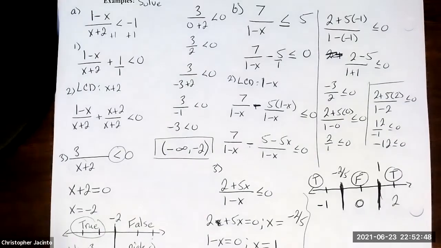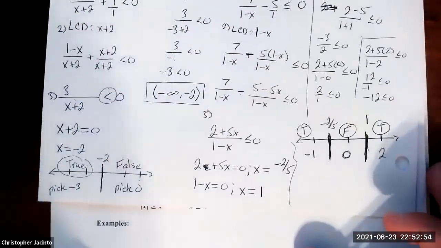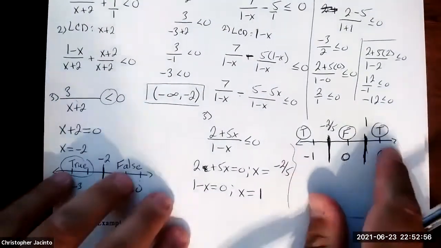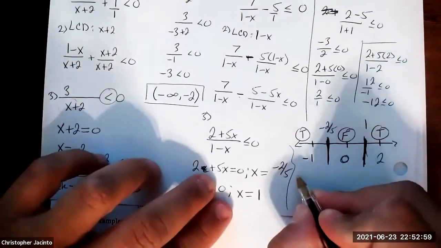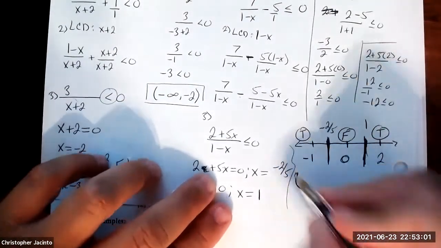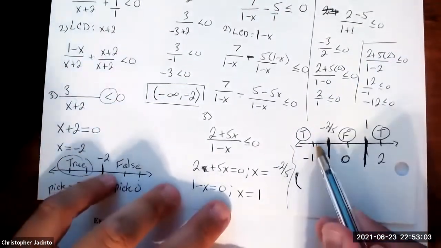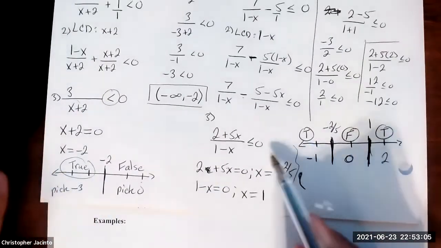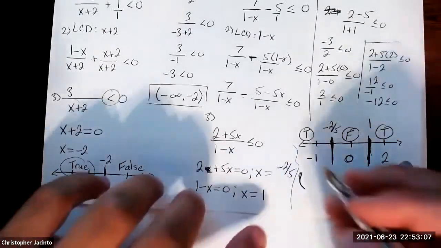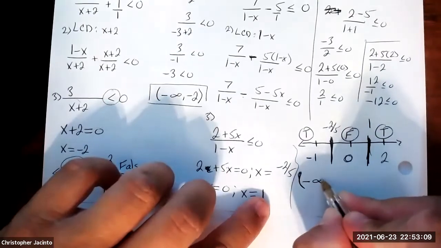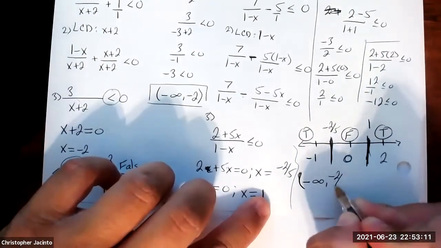Okay. All right, so we got our true, false portions down. Now we just have to write our interval notation. So now we have 2 truths, right? So we're going to have 2 intervals. First interval is this side, everything on this side. So everything smaller than that works. So from negative infinity to negative 2/5.